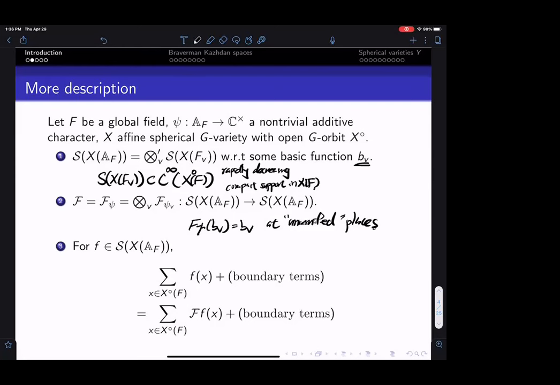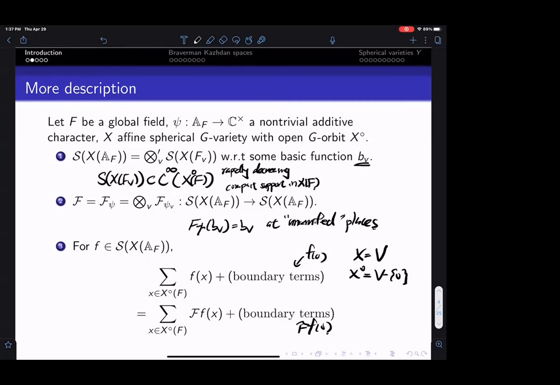And lastly, the Poisson summation formula says that if you are given a Schwartz function f, then the sum of f evaluated at the open orbit should be equal to that of the Fourier transform of f, up to some boundary terms. In the classical setting, when X is a vector space, the open orbit is the complement of the origin, and in this case the boundary terms are the value at the origin. But in general, there is no precise statement of what these boundary terms should look like, and it's purely conjectural.